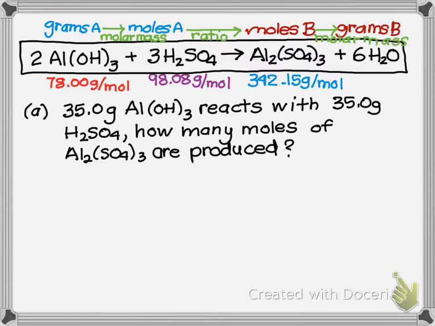If you're going to go from grams of one substance in the reaction to grams of another reaction component, you're going to have 3 steps. But you can have as few as 1 step. If you had 1 step, it would be going from moles to moles.